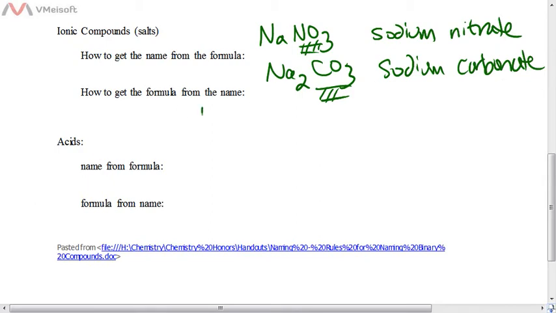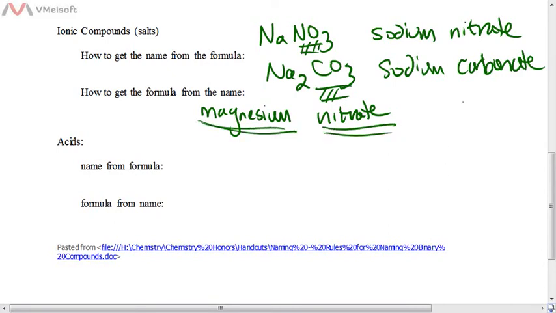How about if you wanted to get the formula from the name? Well, let's do magnesium nitrate. The first thing you've got to do is recognize that this is a metal and a bunch of non-metal-y things. So this is an ionic compound. So we're going to put in magnesium. What charge does magnesium tend to gain? Well, you know from your periodicity unit that it tends to gain a +2 charge when it reacts. Nitrate, you've committed to memory by doing these so often, gains a -1 charge.